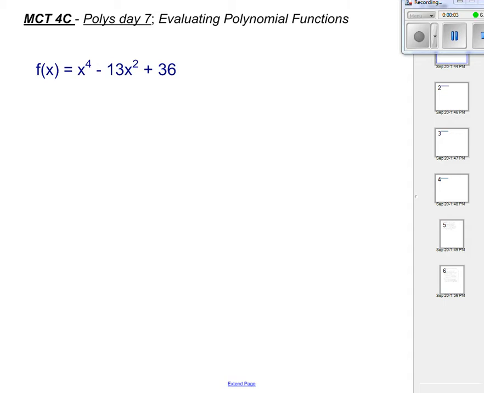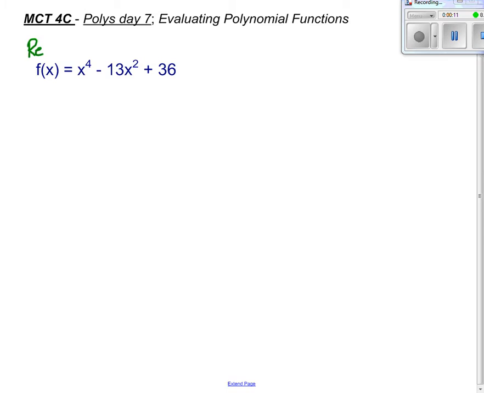MCT4C, we're on day 7 of polynomial functions, evaluating polynomial functions. I would like to just take a minute to go over some of what we did yesterday because it was a lot. So let's look at f of x equals x to the 4th minus 13x squared plus 36.